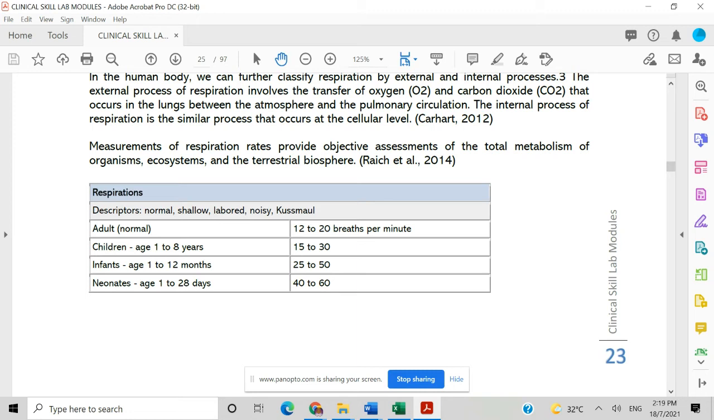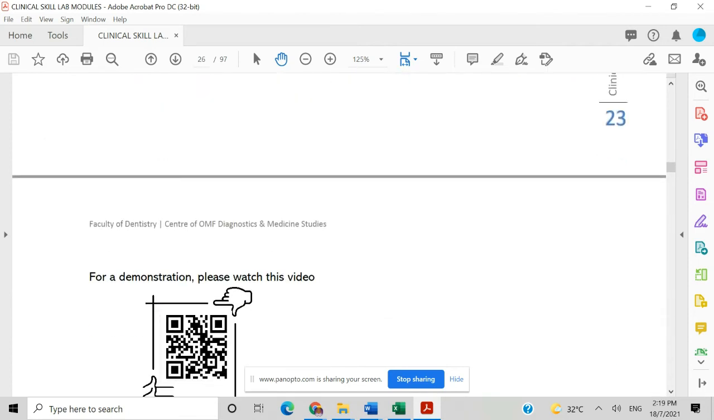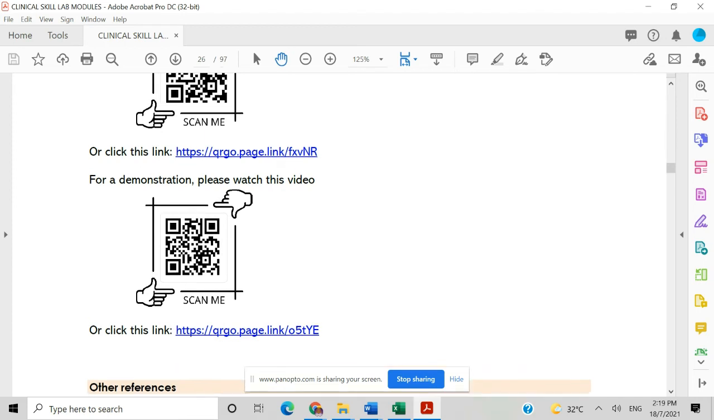If it is more than 20 breaths per minute, perhaps the patient is anxious. Perhaps the patient is not in a comfortable position there. The patient is probably a smoker. These are the kind of things that you need to know. Okay, and watch the video for how to do respiration.